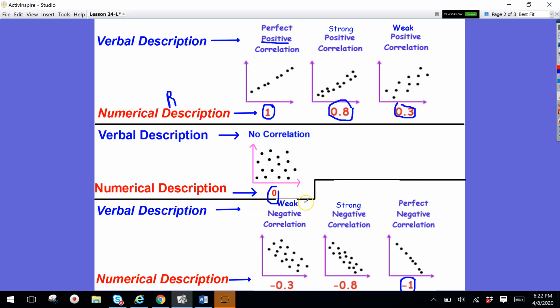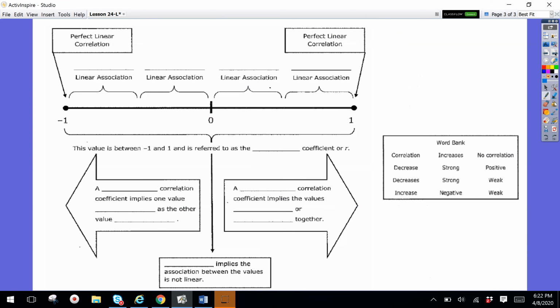And then weak, again, it's going to be closer to 0. It's going to look like this. It's going to be closer to 0, but it's going to have a negative. Okay, so let's go ahead and put this into notes.